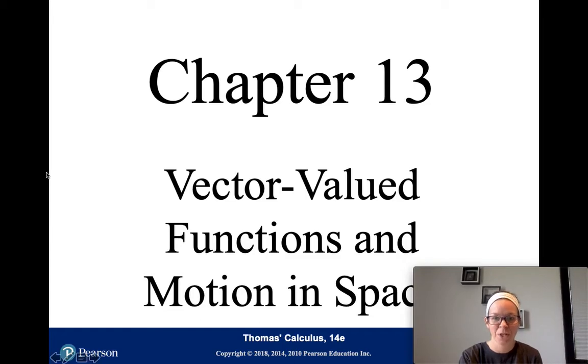We are going to look at chapter 13 this week, where we're going to talk about vector valued functions. Last week we talked about vectors and how we could define those by either an initial and terminal point, or by just the terminal point with the assumption that the initial point is the origin, and its component form there. And we talked about how we could have either two-dimensional or three-dimensional vectors.